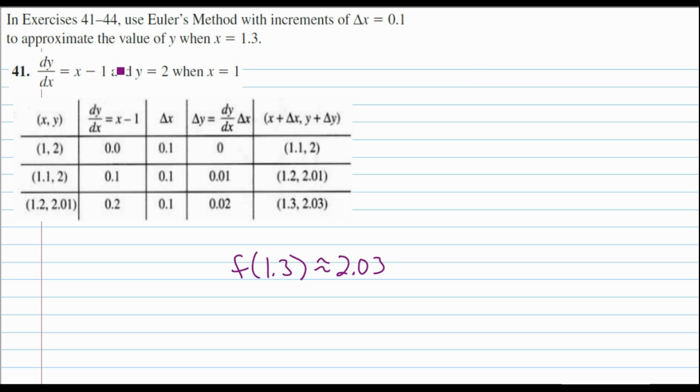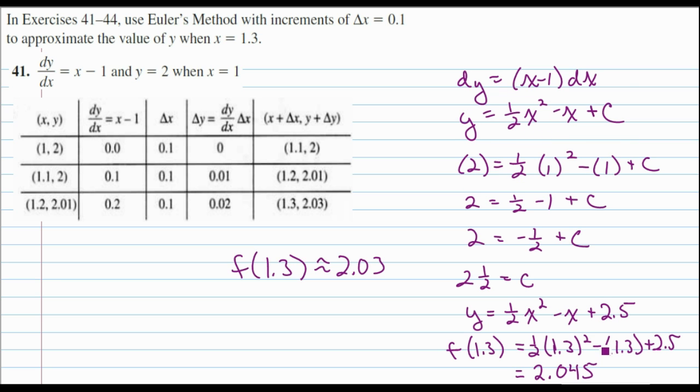Now in this case, I can take the antiderivative. dy equals x minus 1 dx. Take the antiderivative: y equals one half x squared minus x, plus c. We were given a point it passes through, 1 comma 2. And just to show you how accurate Euler's method is, the actual f of 1.3 is 2.045 instead of 2.03. So pretty close.